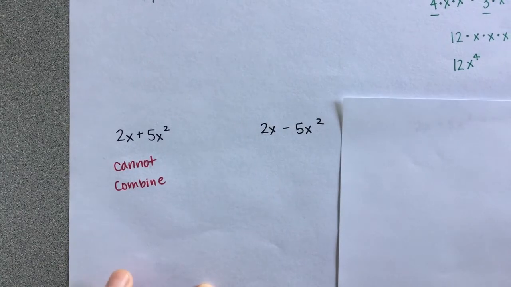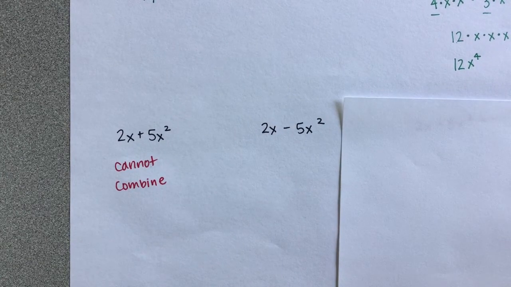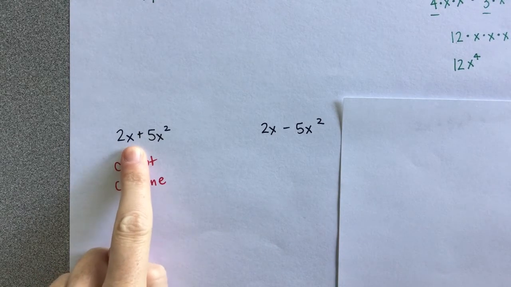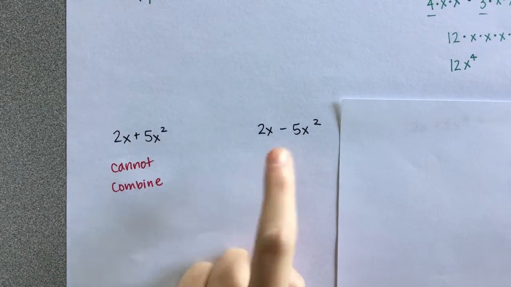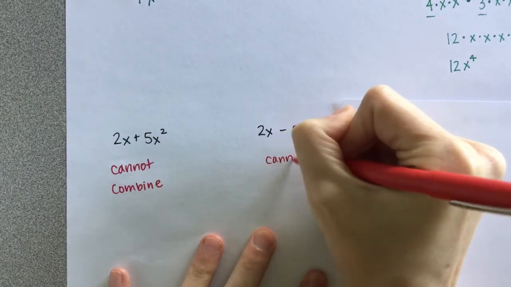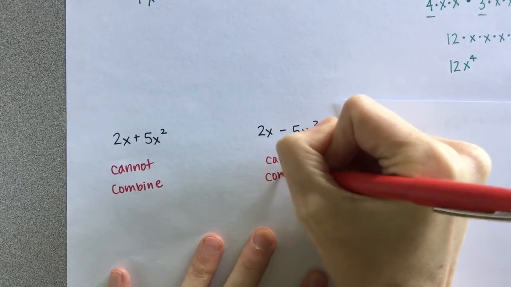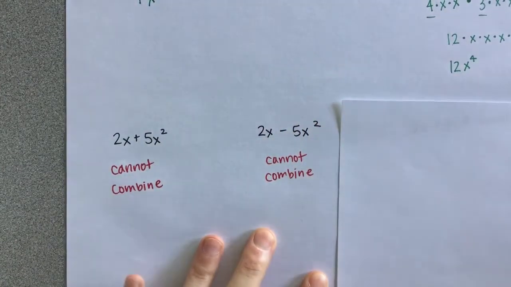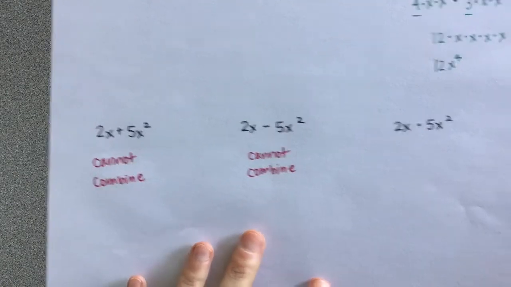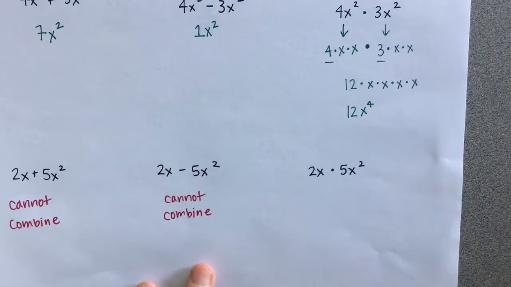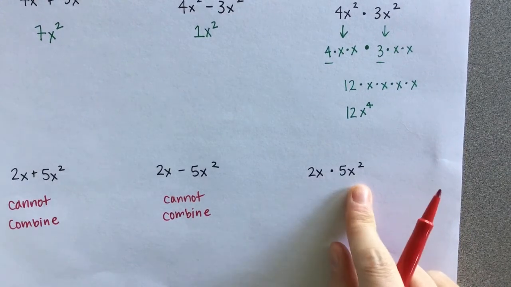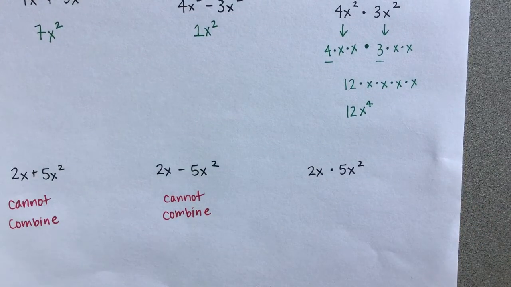So what about with subtraction? Same two terms we just looked at. So just like we can't add these two together, we also cannot subtract them. So I'm going to write once again, we cannot combine because they are unlike terms. But can you multiply these two terms together? So can we do 2x times 5x squared? They're not like terms, we've established that. But what do each of these things actually mean?